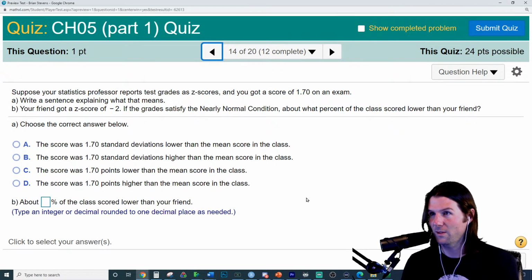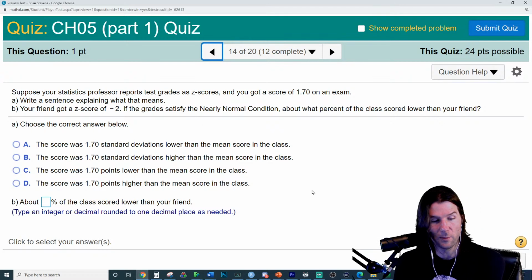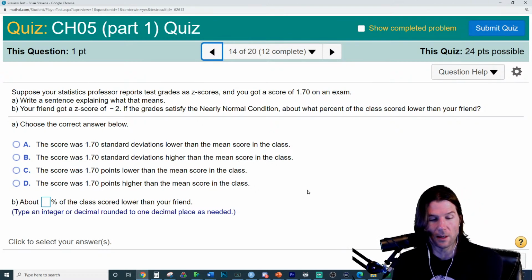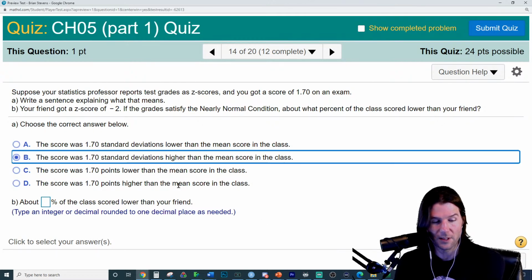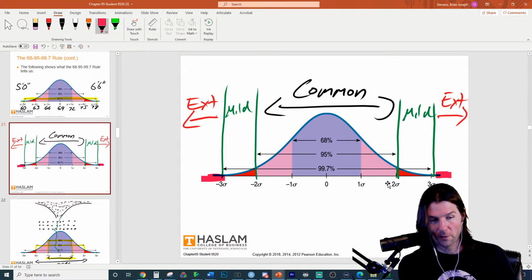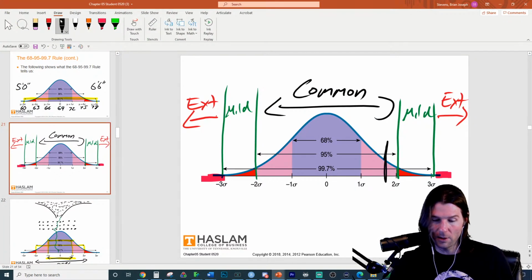Suppose your statistics professor, Brian Stevens, reports test grades as z-scores and you score a 1.7. Not too bad. Pretty good. That's pretty high. Write a sentence explaining what this means. So a z-score is how many standard deviations an observation is above or below the mean. So you scored 1.7 standard deviations above the mean of the class. So you would have scored right over here. Excellent job.